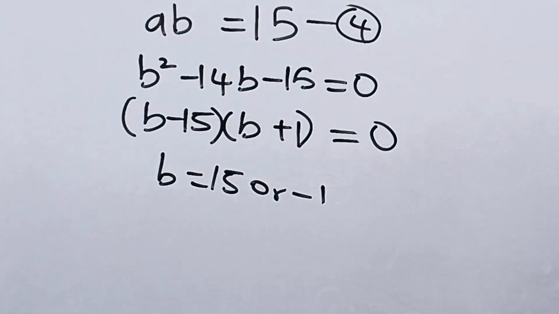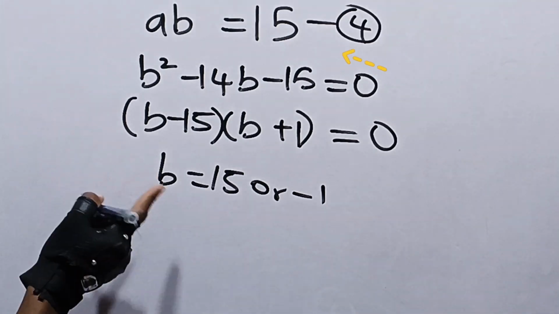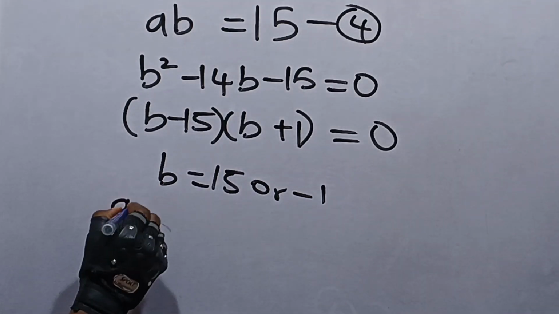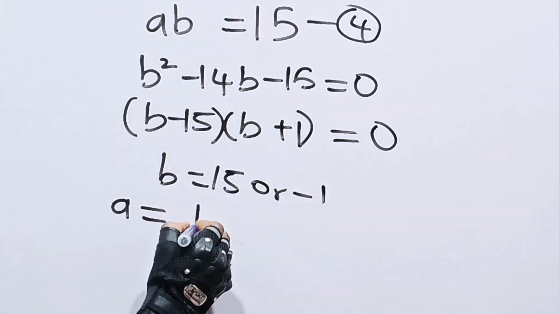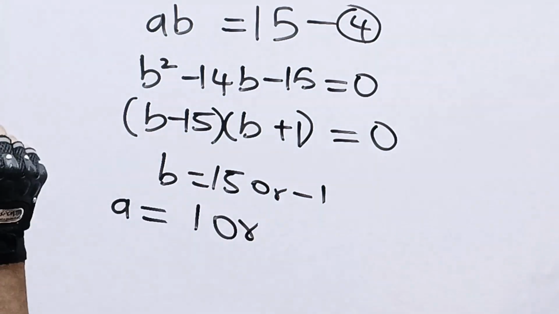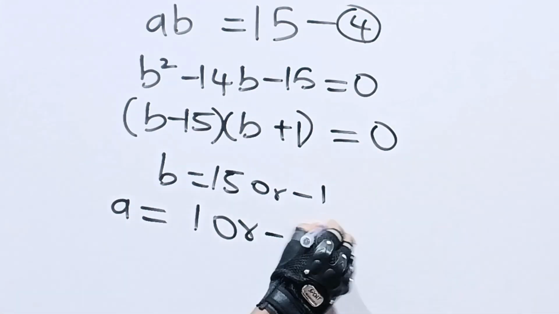Now recall that a times b is 15. So it means that our a from here will now be equal to 15 divided by 15, which is 1, or 15 divided by negative 1, which is negative 15. So this is our a.